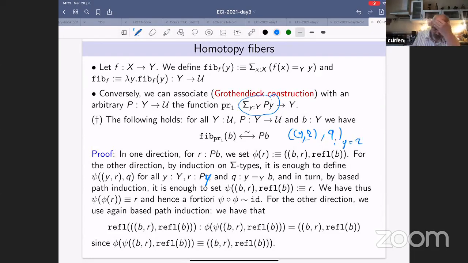And what we want to show is that all these triples here reduce somehow homotopically to just elements of PB. So it's a kind of noisy way to speak about PB. So what is the idea here? Well, again, it's an idea of path induction.